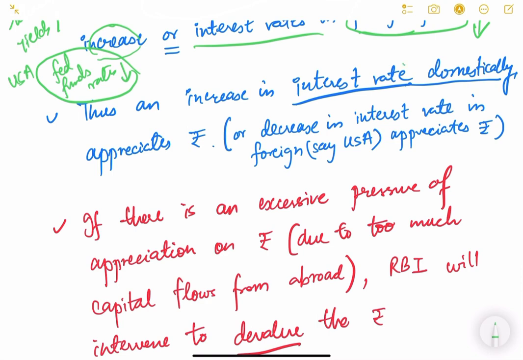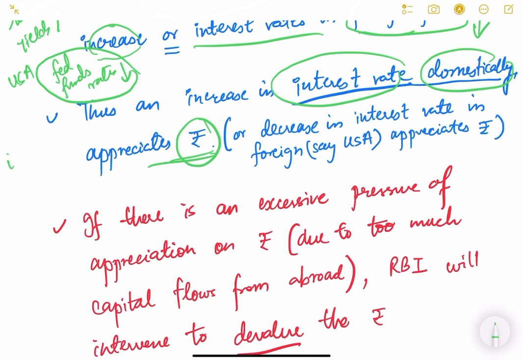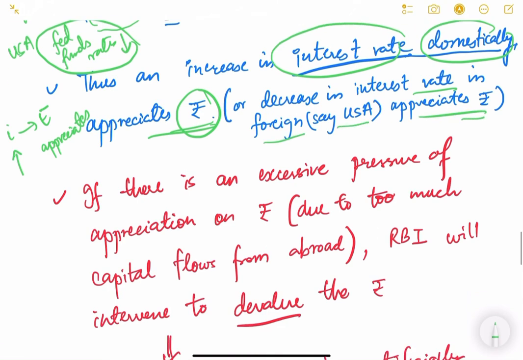Therefore, an increase in interest rates domestically appreciates rupee. So we have established the relationship between interest rates and exchange rate. Whenever your interest rate increases, exchange rate appreciates. Keep this in mind. Or a decrease in interest rate abroad, say USA, also appreciates rupee. So if foreign rates, that is say Fed fund rates, decrease, that also leads to appreciation of rupee.